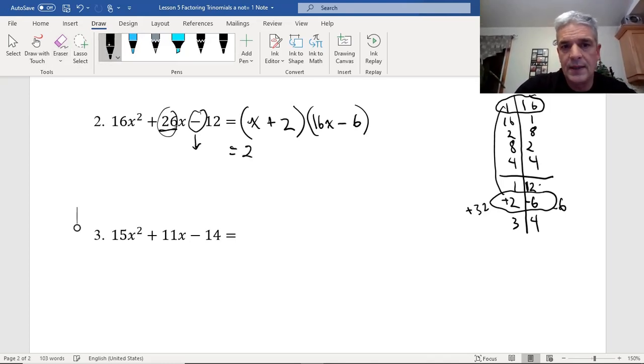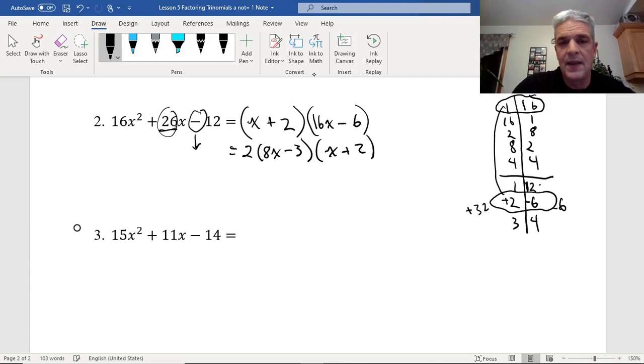So you usually write this as 2 out front, and then take 2 out of this, and that would be 8x minus 3, and then I can write my x plus 2 multiplied on the end. It wouldn't matter, though, if I wrote the x plus 2 here or here. And had I noticed that in the beginning, I could have factored a 2 out of all of this right off the bat.